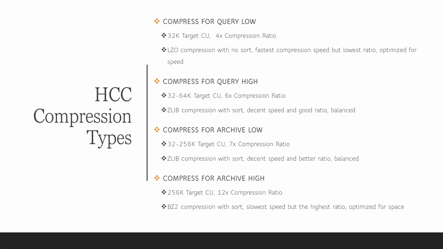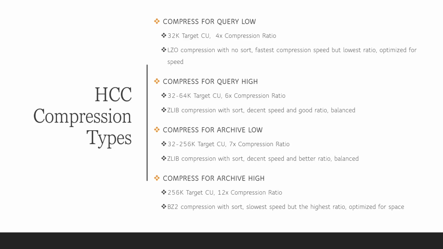In the archive scenario, again you have two options. One is archive low and the other one is archive high. In archive low, the target compression unit is 32 to 256 KB in size, which can yield up to 7x compression ratio. In archive low, ZLIB compression is being used, which provides decent speed as well as a better ratio than query high. So it is also a balanced one.